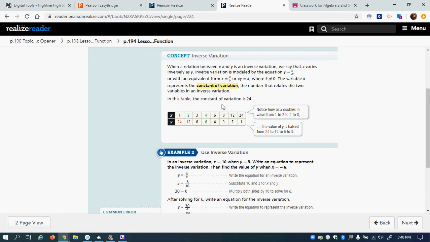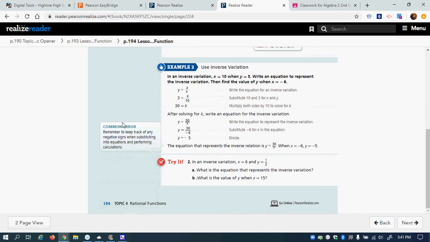So in the table, the constant of variation turns out to be 24. We can look at a table and see that for 1, we get 24; 2, we get 12; 3, we get 8; 4, we get 6. Notice that as x doubles from 1 to 2 and 4 to 8, the value of y is halved, from 24 to 12, and also 6 to 3.